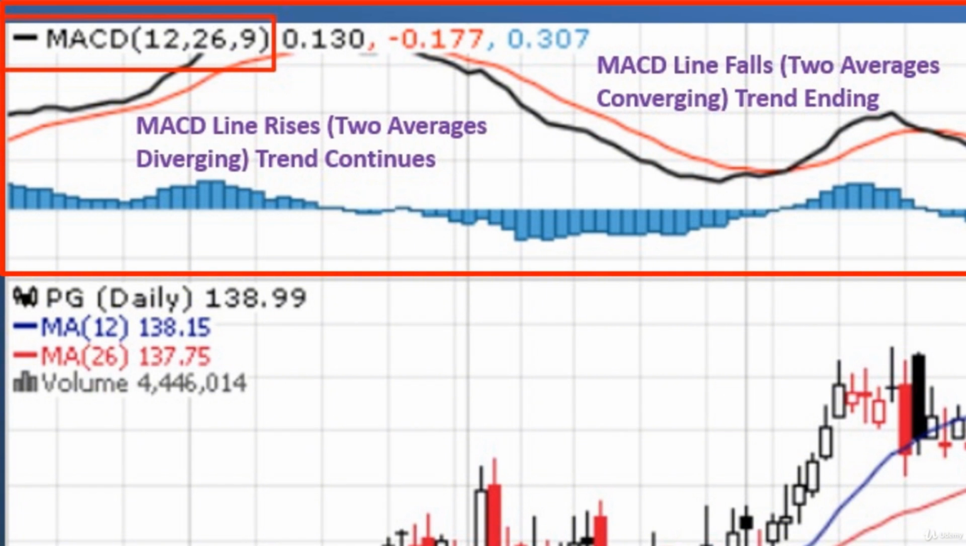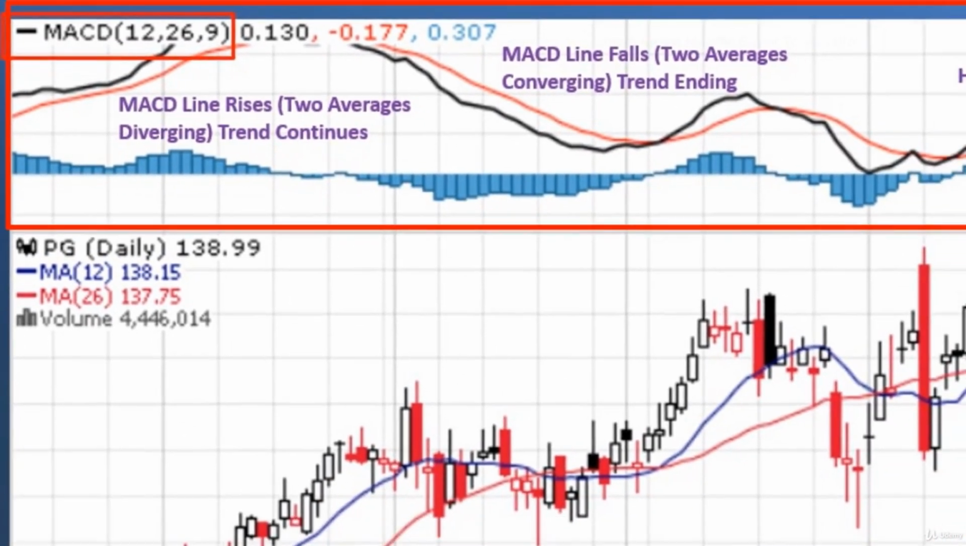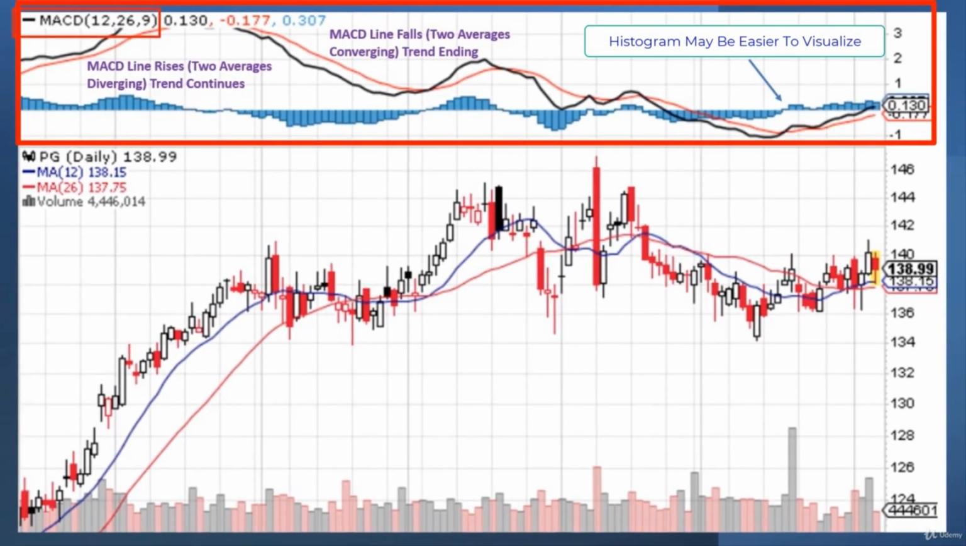So if we look at the top of our chart here, and we see these black and red lines kind of going up there, that's the lines are rising, and that's indicating that the trend's going to continue. And if we look down, let's say we're way back in time on this, you can see how, yes, obviously that trend was continuing in this case. Once they start to flatten out there at the top, and they start coming down, then when the MACD line falls, that means the trend is ending, right?